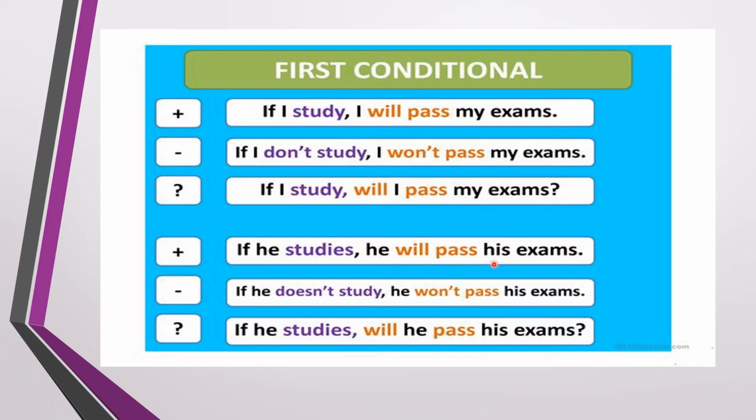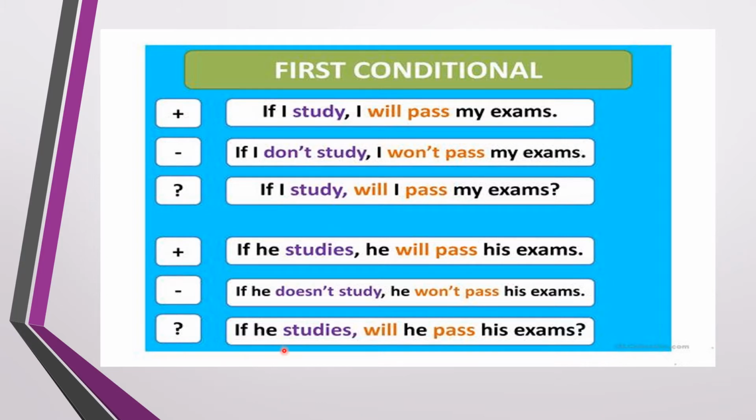complement of the sentence. The negative form, if he doesn't study, he won't pass his exams. If plus subject plus the negative form of the verb study here, doesn't, because we have the subject he, comma, the subject he, plus will, not, or won't, pass the base verb and the complement of the sentence.